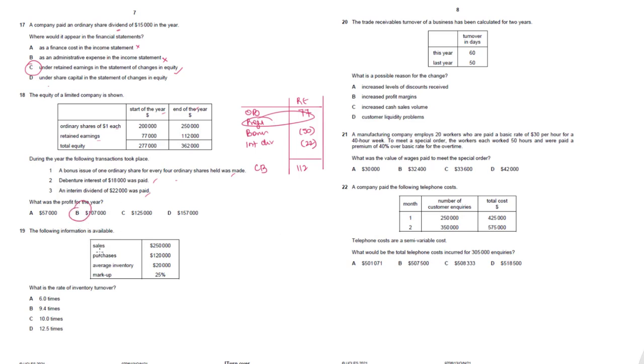18B. The following information is available: sales, purchase, average inventory, markup. What is the rate of inventory turnover? The formula is cost of sales upon average inventory. Average inventory is directly given. Cost of sales we need to calculate. Now markup is 25%. Sales is given. So how will we calculate the cost of sales? Cost of sales will be equal to 250,000 divided by 125 into 100.